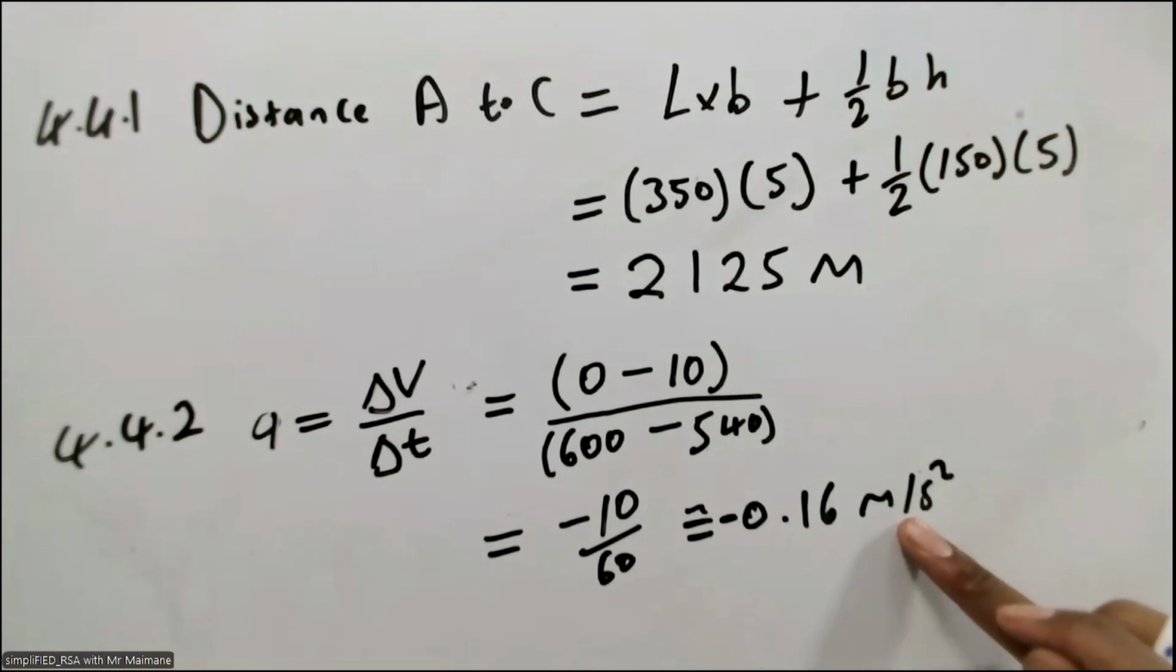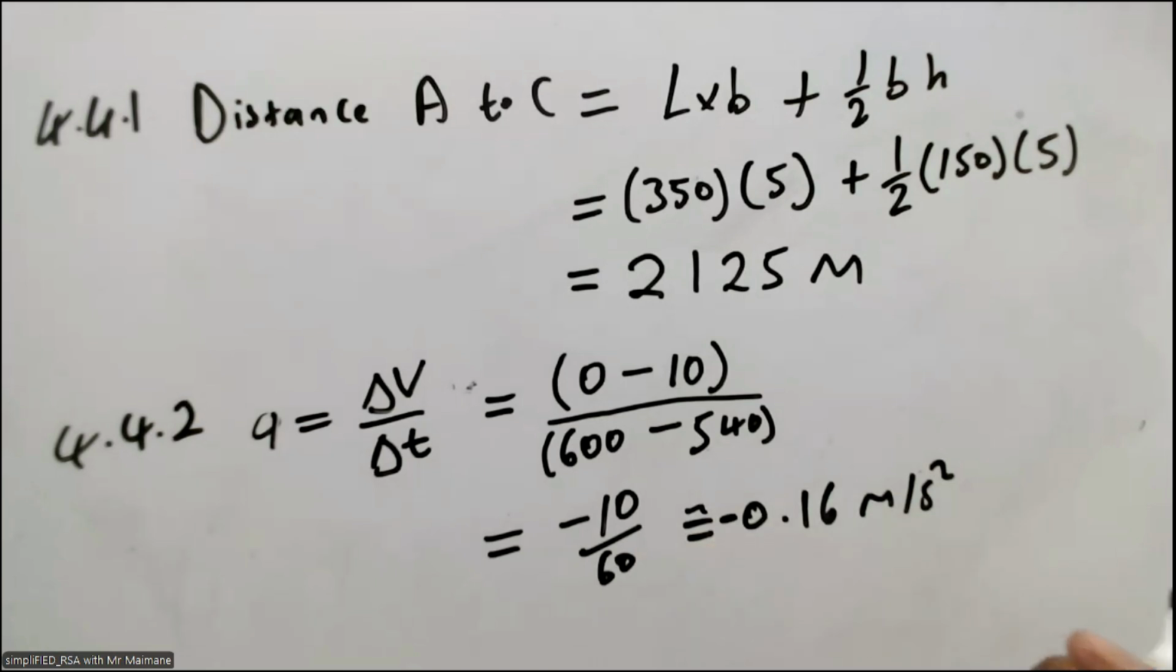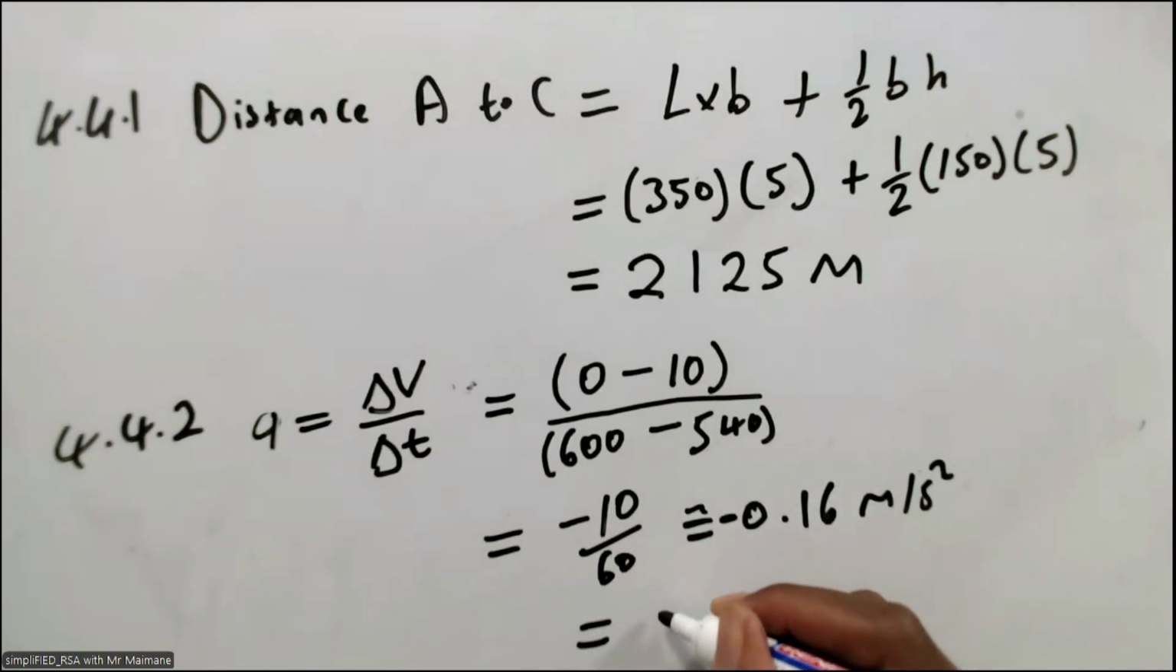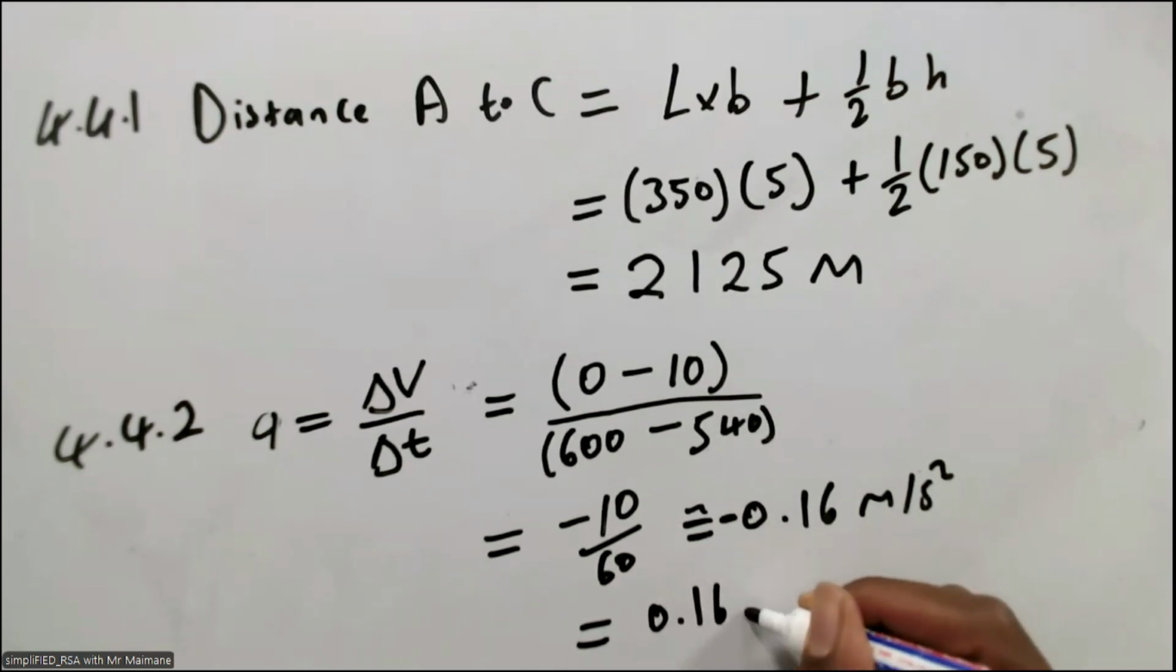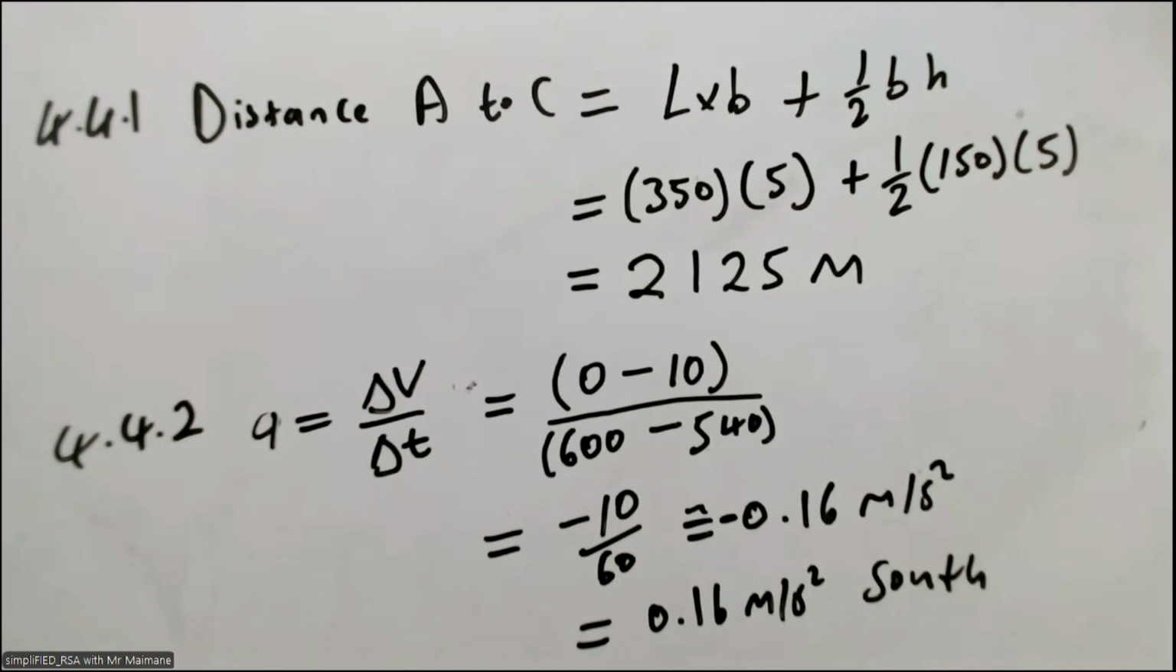The negative represents that the girl was now moving in the opposite direction to her original direction, because she was moving in a northerly direction. Now the negative shows that she was moving on the southern side. So to put this answer in a final form, this is roughly 0.16 meters per second squared south. That would be 4.4.2.